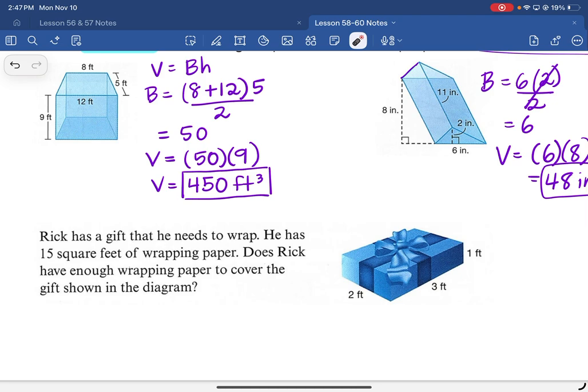So I would do 3 plus 1 plus 3 plus 1. No, because the base is a 2x3. The 1 is how tall the gift is. So if you're finding the perimeter of the base, there's 2, 3, 2, 3. There's a rectangle at the bottom. Okay, I got it. So it's 10 for the lateral.